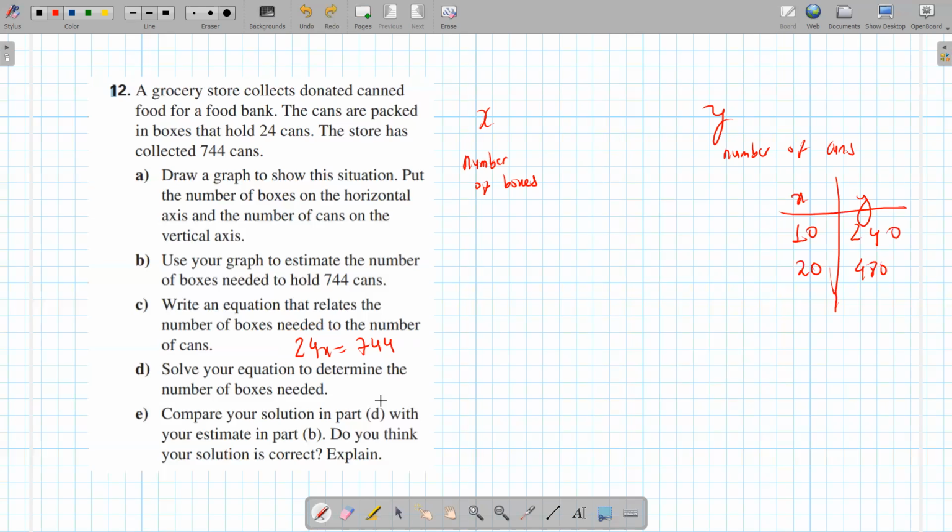So now we're going to graph this. We need to go up until 700 something, so we'll just go up by 50 each time. I think that'll be fine. So this is 10, 11, 12, 13, 14.